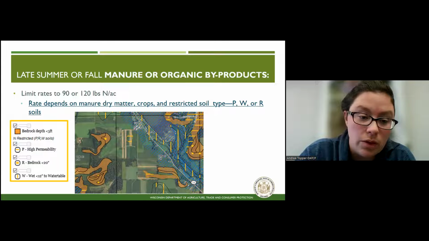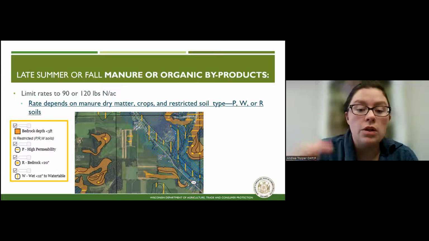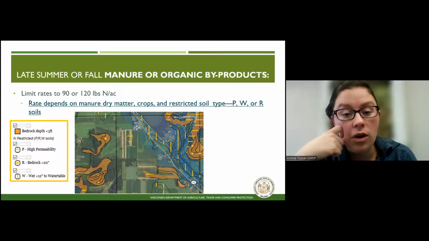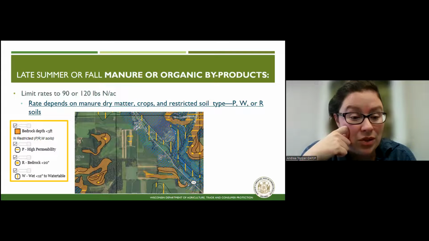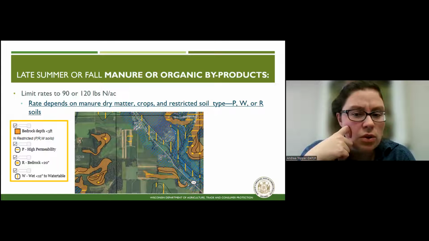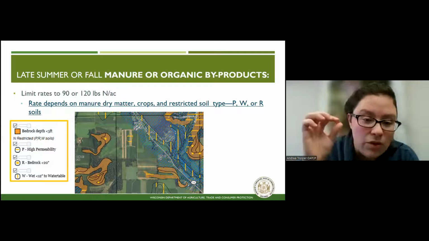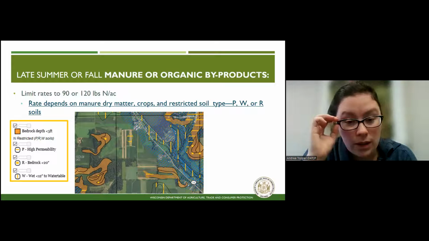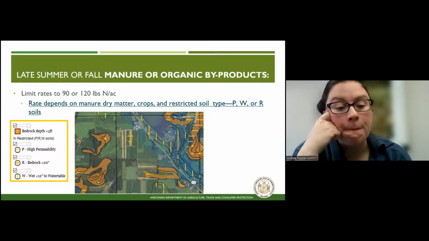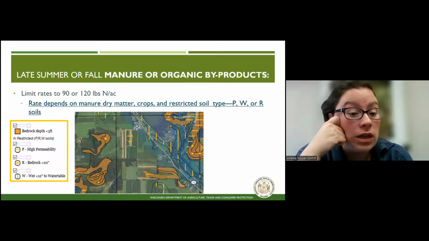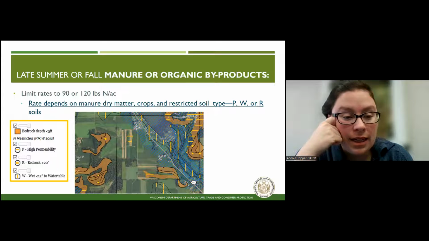So we have P soils, those are considered to be highly permeable soils. Those are the horizontal gold bars that you see in the upper right corner. We have W soils, those are wet soils where the water table is less than 12 inches to the surface. Those are the gold vertical bars across the middle of the screen. And then we have R soils, where the depth to bedrock is less than 20 inches to the surface. Those are the chunky gold blocks you can see sporadically on this image. Where you have the solid gold polygons across the screen, that's indicative of depth to bedrock being less than 5 feet to the surface.